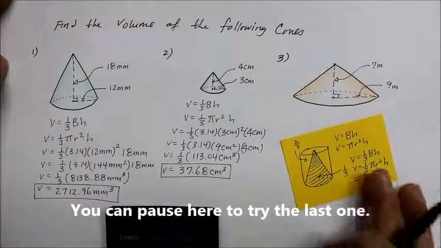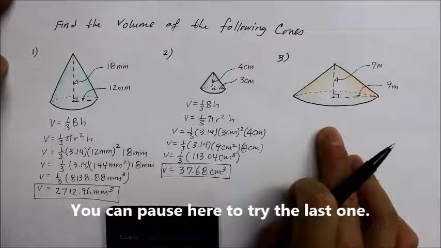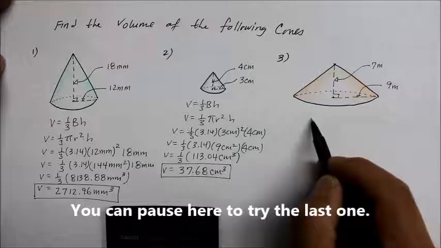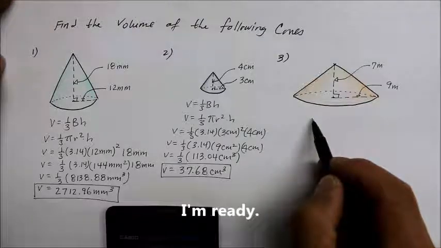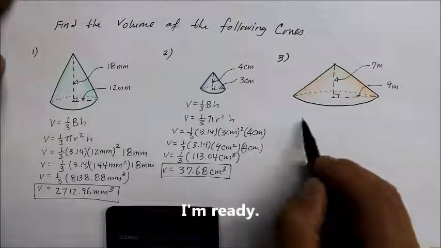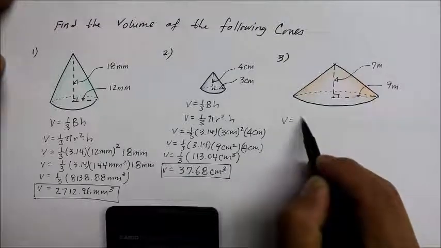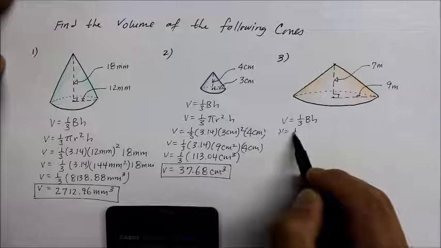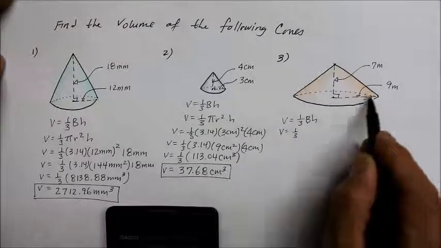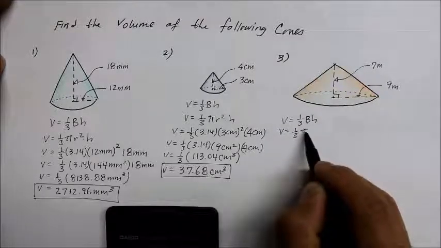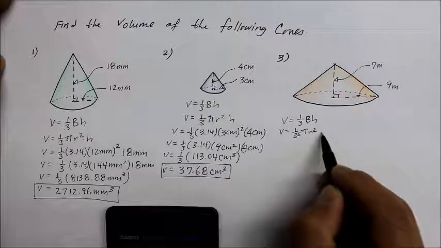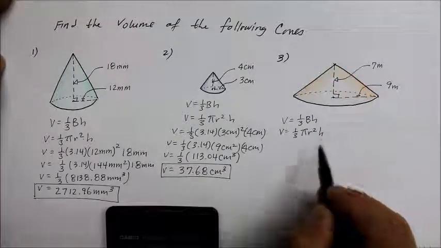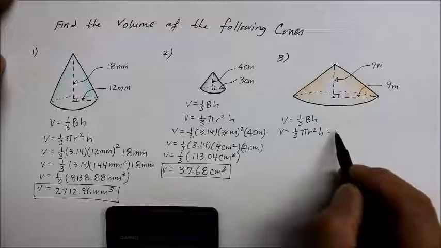And the third one? I could wait. All right, here we go. So volume equals 1/3 capital B times H. Once again, it's 1/3 times the B is a circle, which is the area, for pi r squared, times the height. Now we could go and substitute all the variables with the numbers.